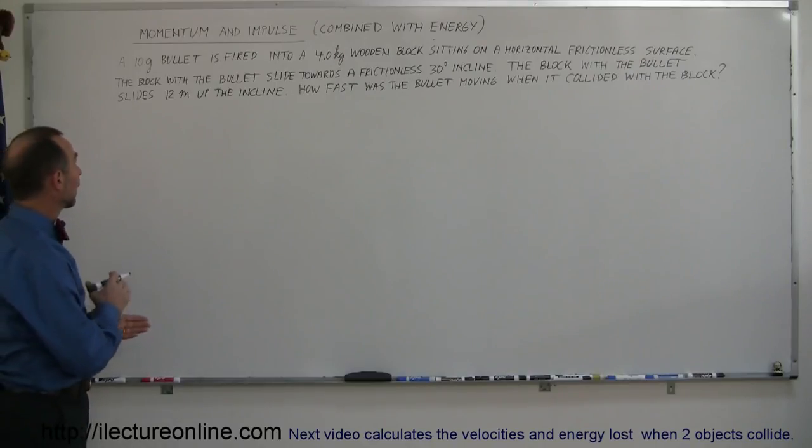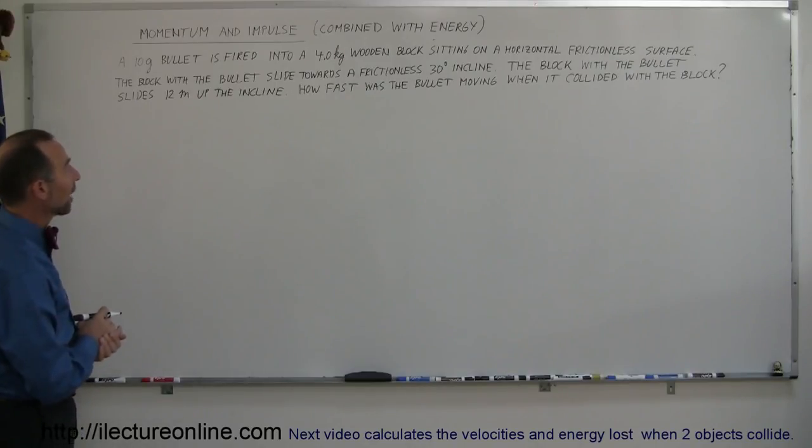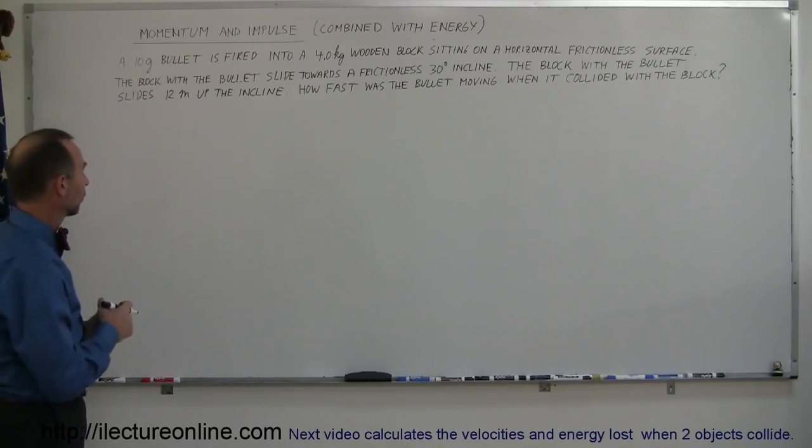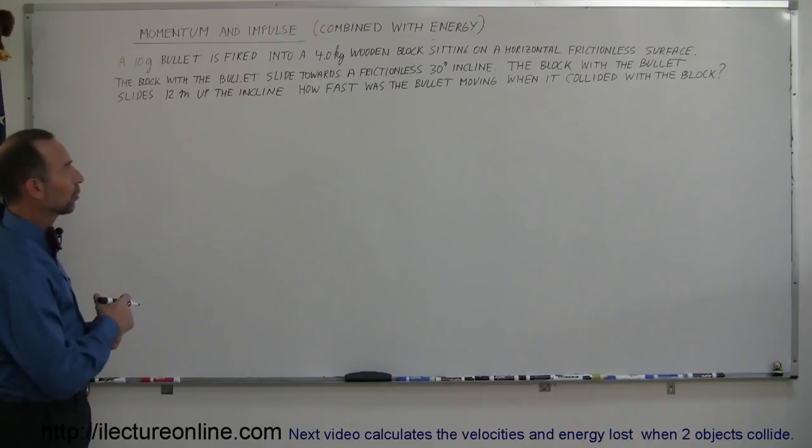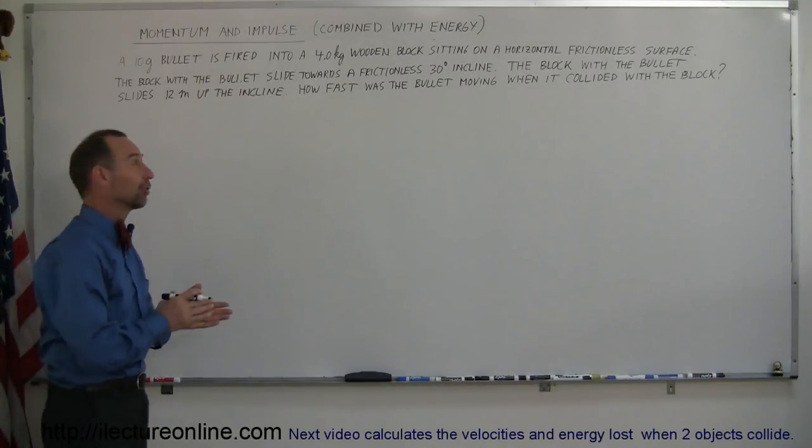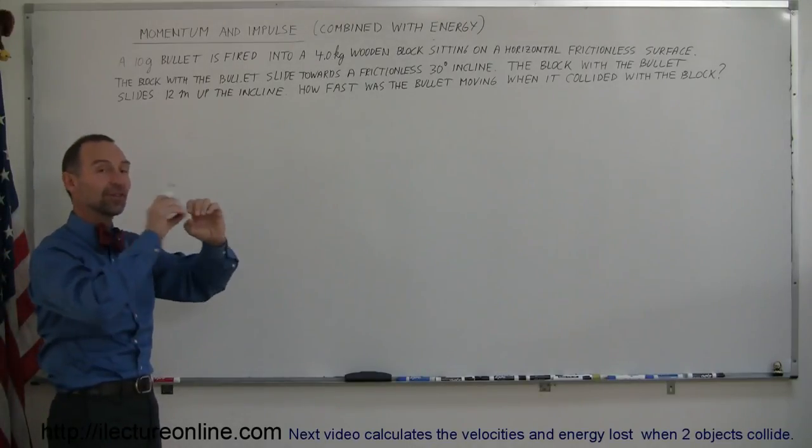As I promised, here's another example of how to deal with momentum and energy in the same problem. We have a 10-gram bullet which is fired into a 4-kilogram wooden block sitting on a horizontal frictionless surface. The block with the bullet slides, after the collision of course, assuming that the bullet stays stuck in the block.